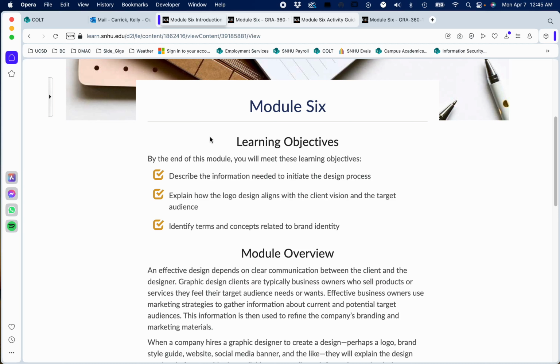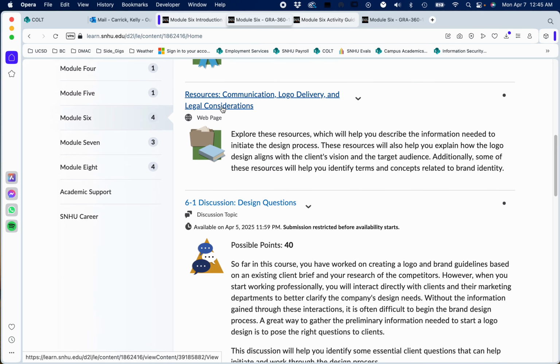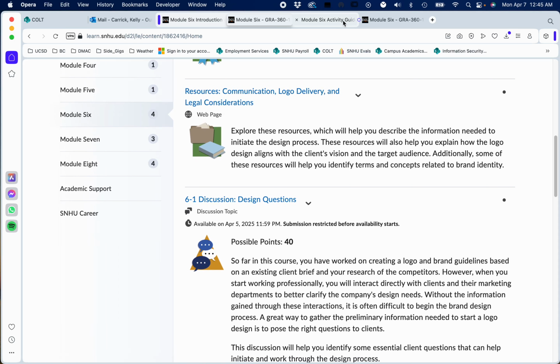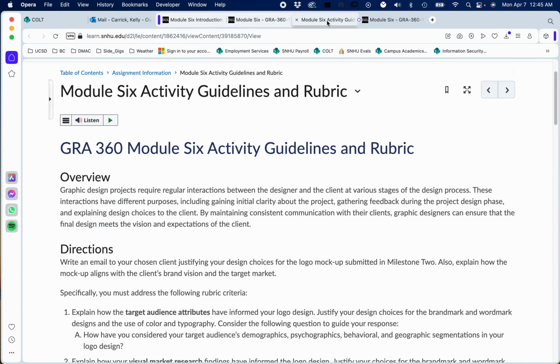This week we're going to be going over describing the information needing to initiate the design process, explaining how logo design aligns with the client vision and target audience, and identifying the terms and concepts related to brand identity. There are, as usual, a lot of resources to go over for the week. Be sure to go over all of the readings and videos and external things before you attempt any of the discussion questions or anything.